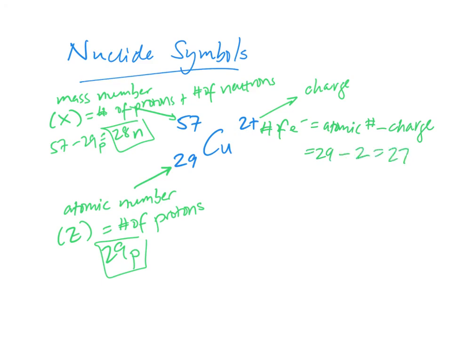And it should make sense that we have fewer electrons than protons because the entire version of this element, this atom, this ion, has a positive charge, meaning there should be more protons than electrons. So we'd end up here with 28 neutrons, 29 protons, and 27 electrons.